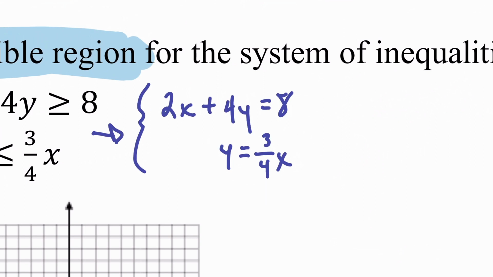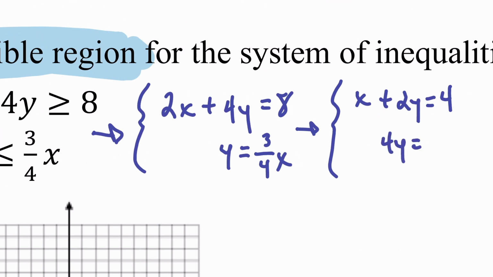I'm going to take this top equation and multiply by 1/2 on both sides, in other words, divide by 2 on both sides. And the bottom equation I'll multiply by 4 on both sides. So the top equation divided by 2 gives x plus 2y equals 4. And the bottom equation, multiplying both sides by 4, gives 4y equals 3x.